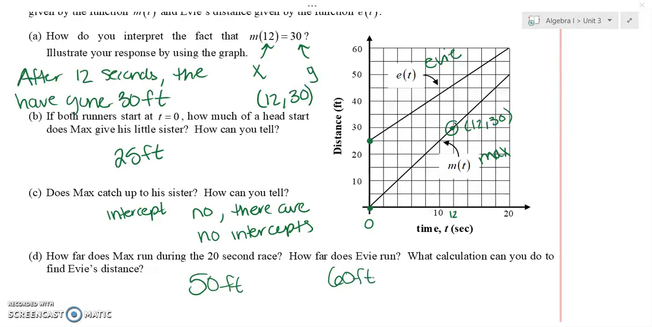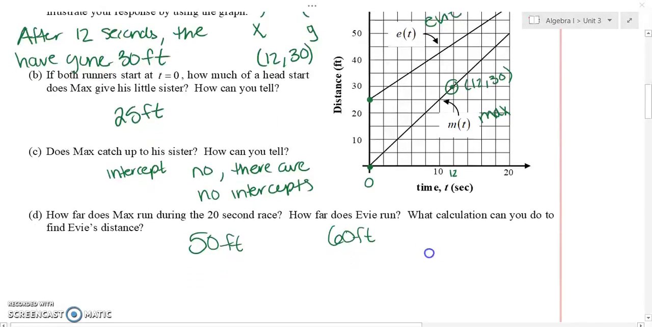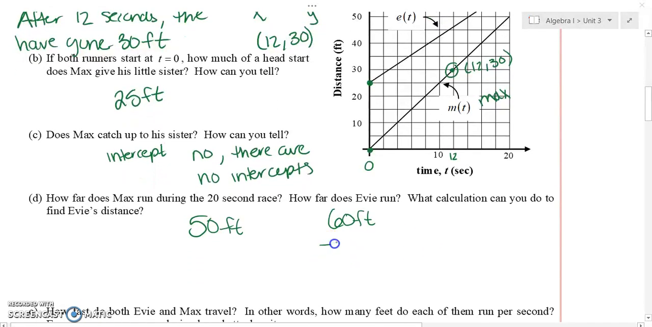But technically, Evie got a head start. Evie has a head start of 25 feet. So she doesn't actually travel 60 feet. We have to take away the 25 feet head start that she got and say that Evie actually only ran 35 feet.